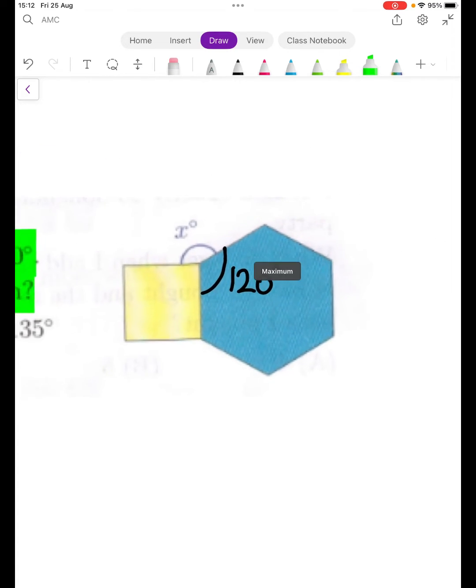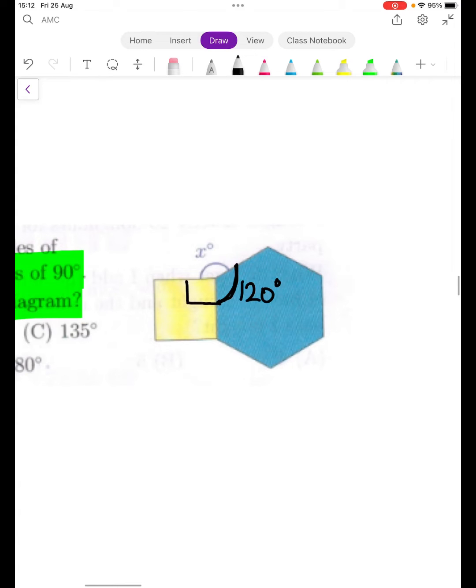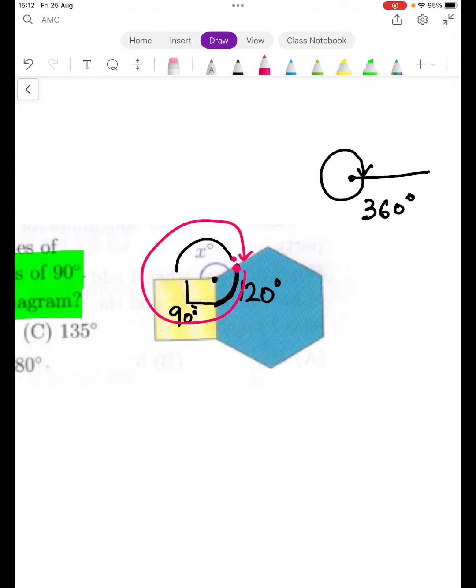What is the angle X in the diagram? Let's have a closer look now. So they have already given us this angle is 120. This angle, we already know this is a square. This has to be 90. Now we also know that a complete angle around a point is 360 degrees. Now we can say that if we start from here, it goes around and finishes here. Let me mark the starting point. So if we start from here and finish over here, going around the shape, it should be 360 degrees.